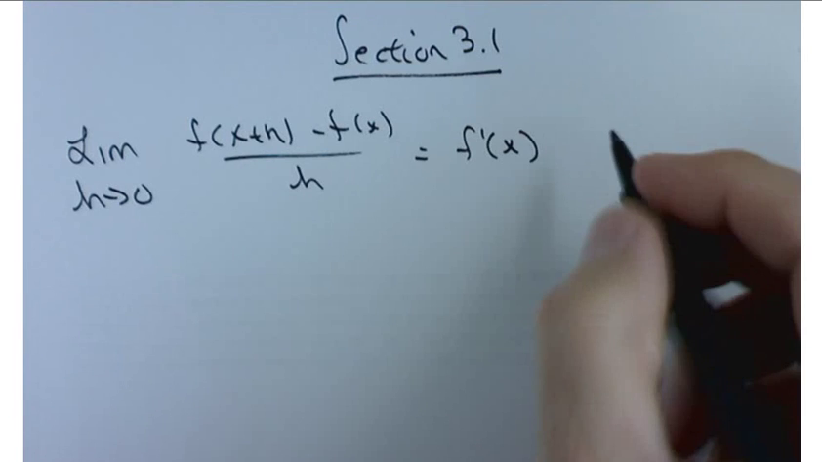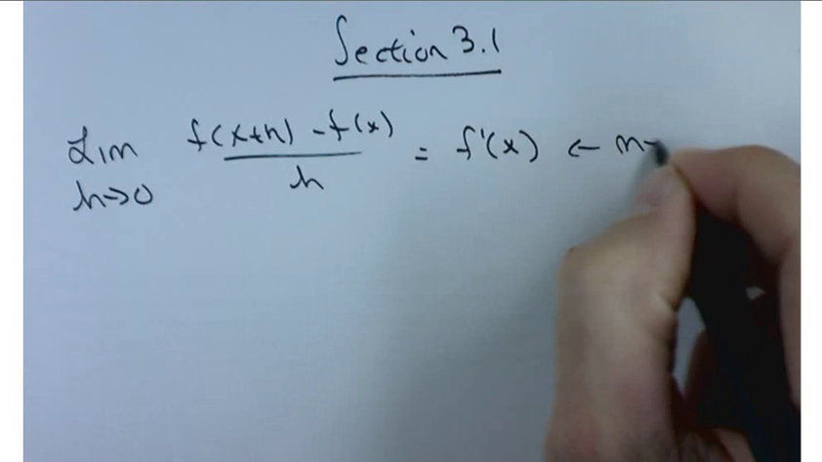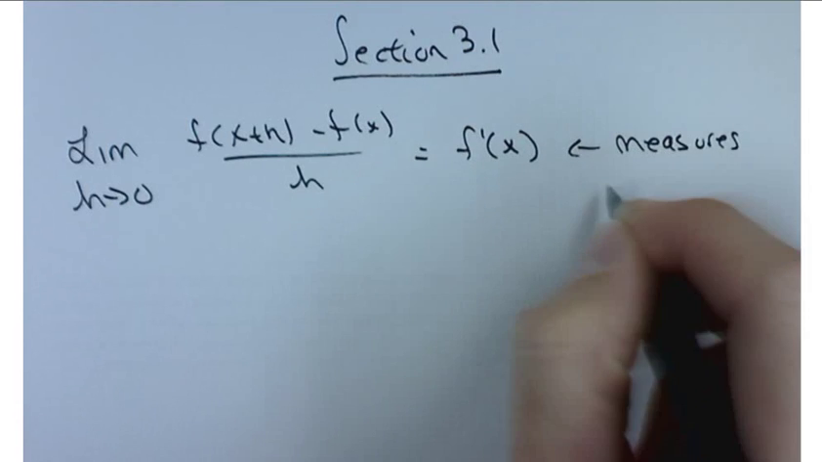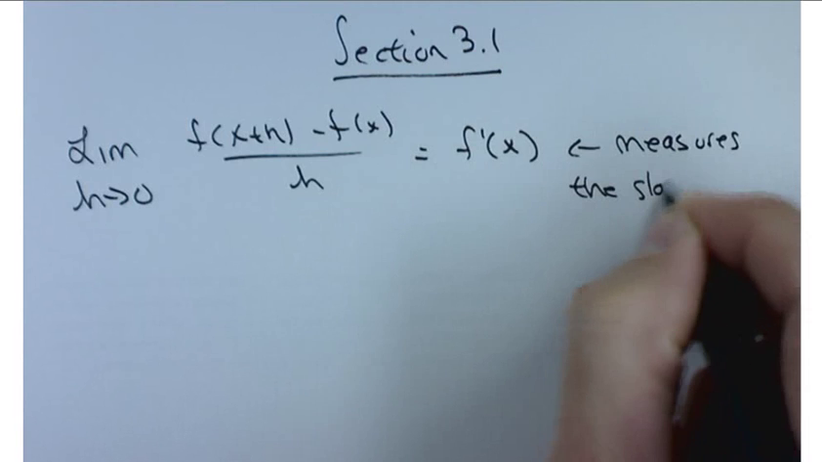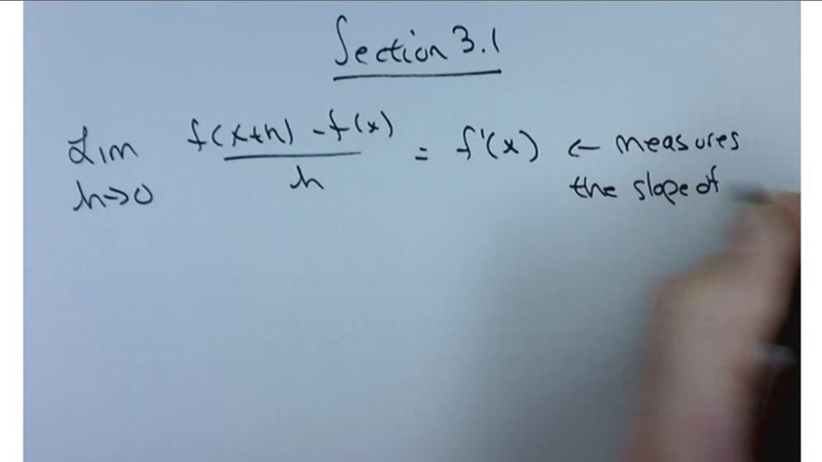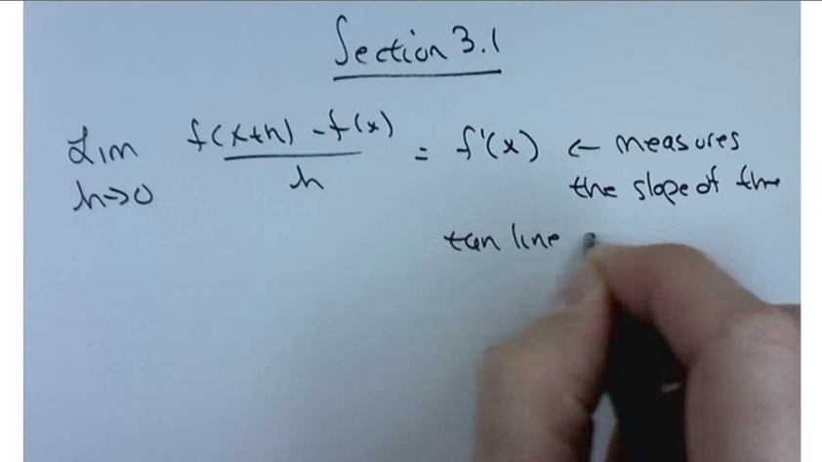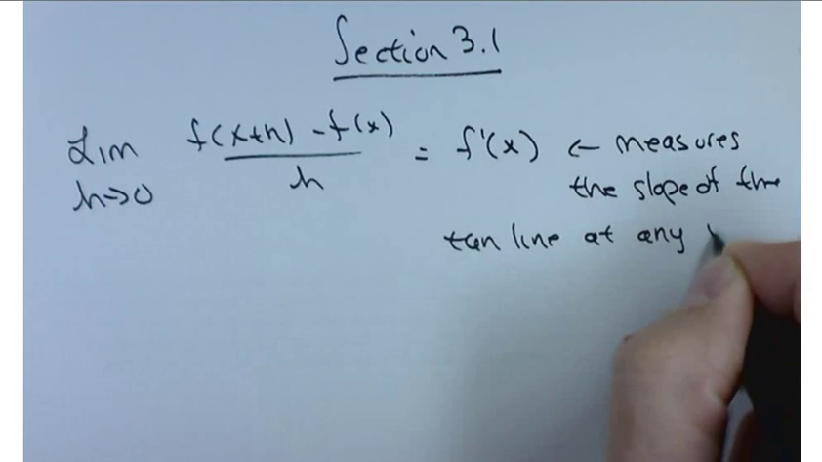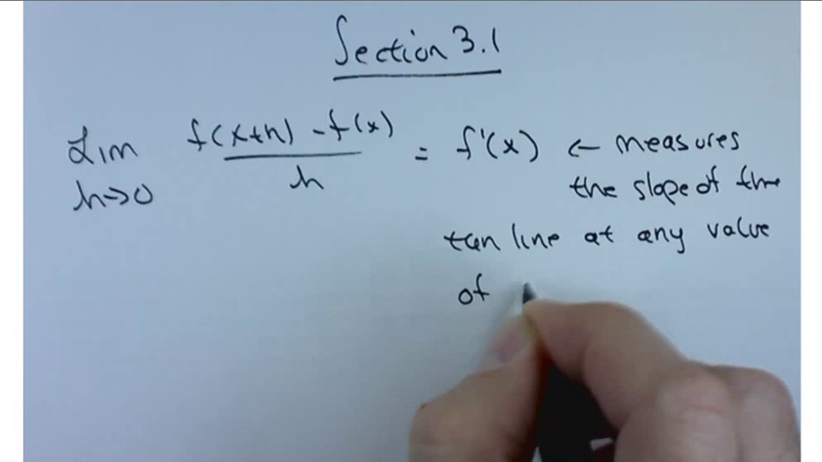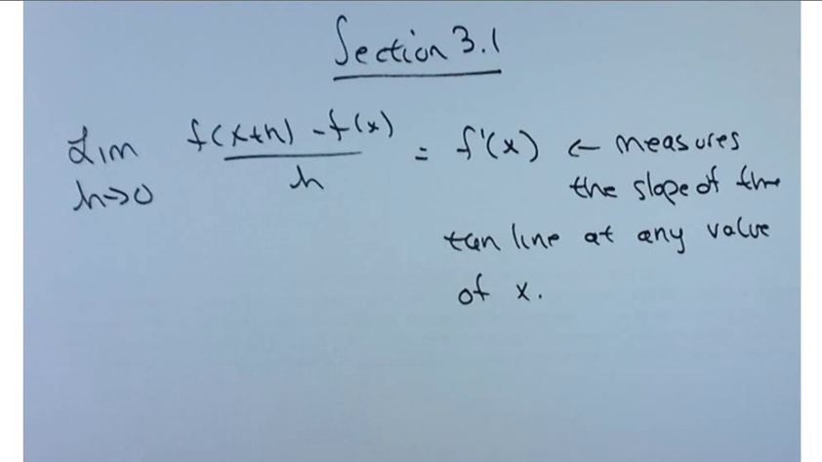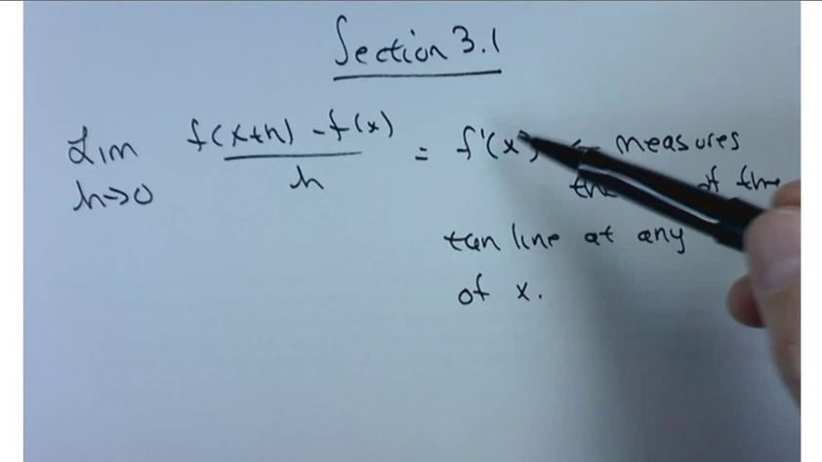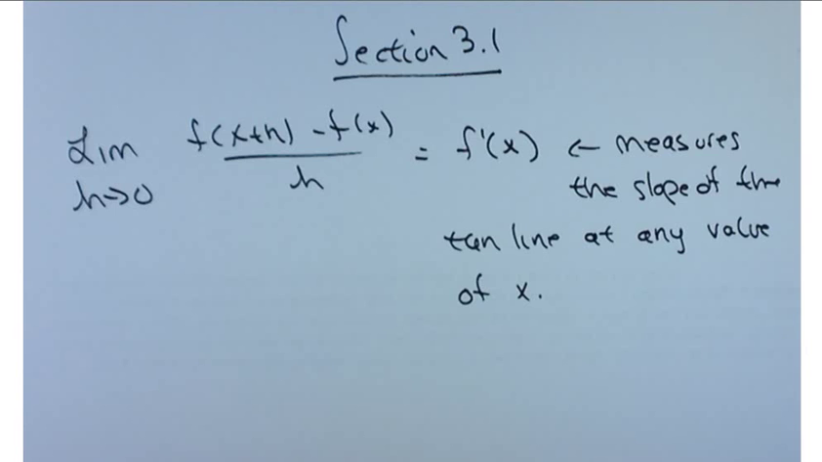So, f prime of x measures the slope of the tangent line at any value of x. So if you want to know the slope of the tangent line to your function f at any particular point, you can plug in that value of x into its derivative function and find the slope of the tangent line. That's going to tell you how the function is changing at an instant.